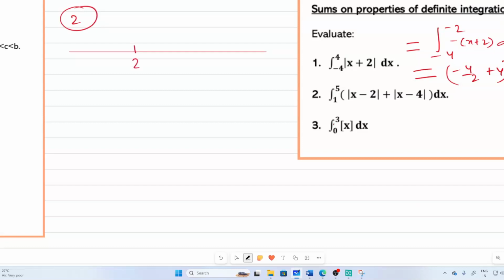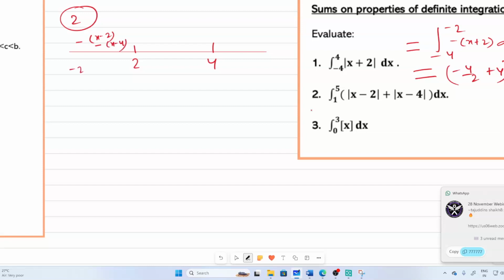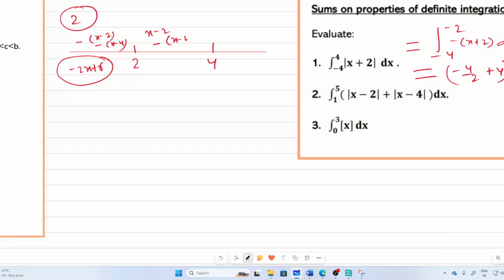Critical points are 2 and 4. You write the value of the function before 2, where both are negative. So minus of (x minus 2) minus of (x minus 4), the value is minus 2x plus 6. Beyond 2, x minus 2 is positive, minus (x minus 4), on simplification it is 2. Beyond 4, (x minus 2) plus (x minus 4) is 2x minus 6.